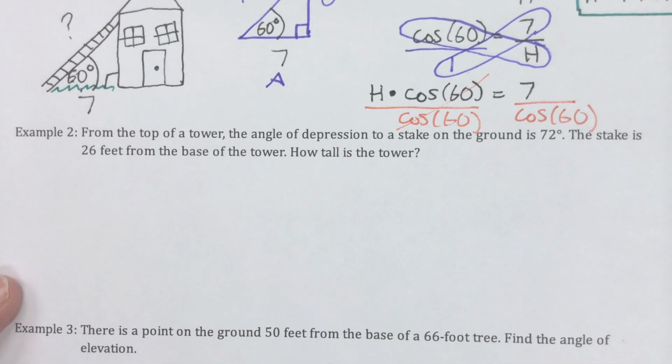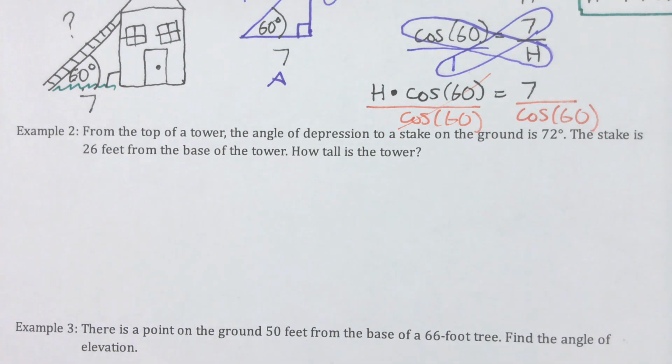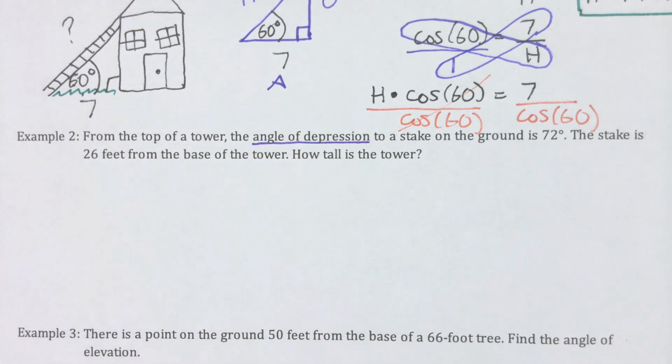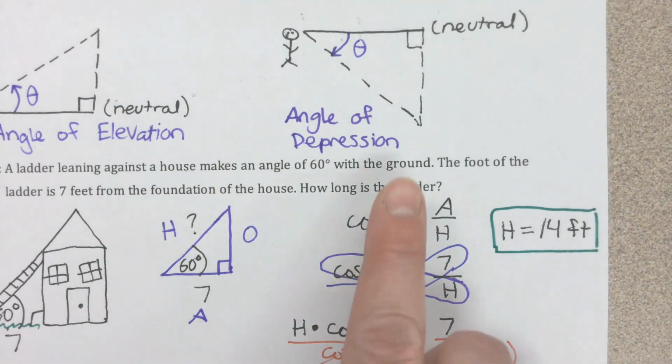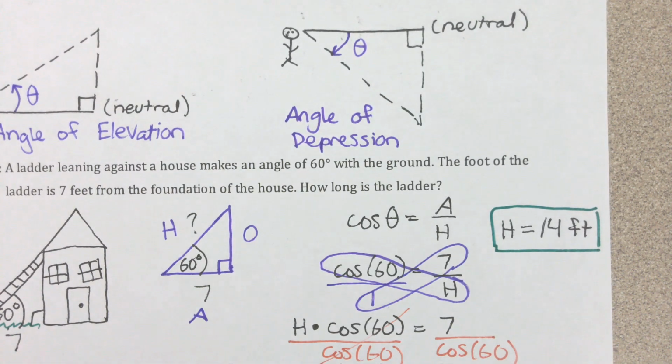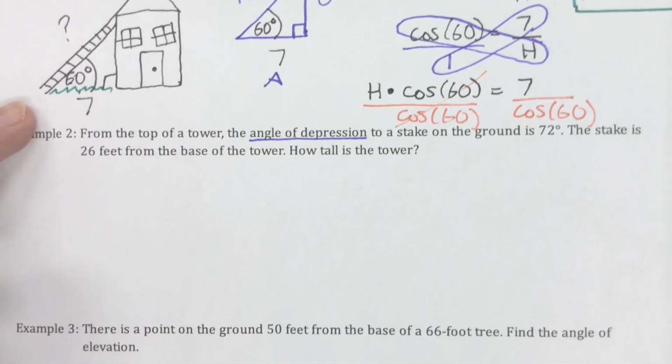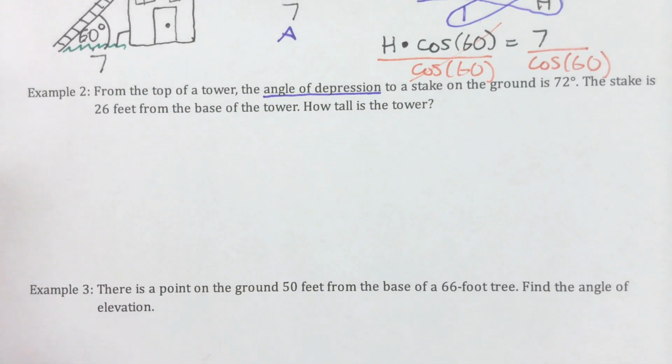Example 2. From the top of a tower, the angle of depression, as you can see it clearly states this time, angle of depression, to a stake on the ground is 72 degrees. The stake is 26 feet from the base of the tower. How tall is the tower? So since I know it's an angle of depression, I've got this diagram on the right here in my head. That's kind of what I want my drawing to make its way towards. So just kind of think about that as I set this up.